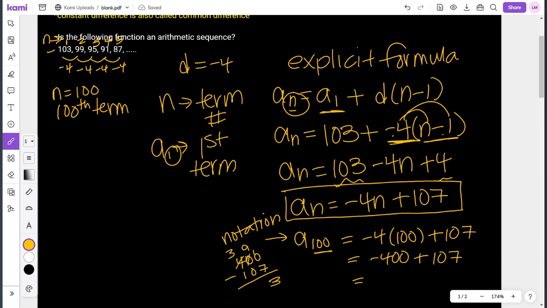I don't have a calculator, so I'm going to do it by hand. Oops, that's a 2. My bad. So 293, and it's negative because the 400 is negative. So the 100th term, if I kept subtracting 4 all the way to the 100th term, I'm dipping into the negative numbers pretty far. So negative 293.